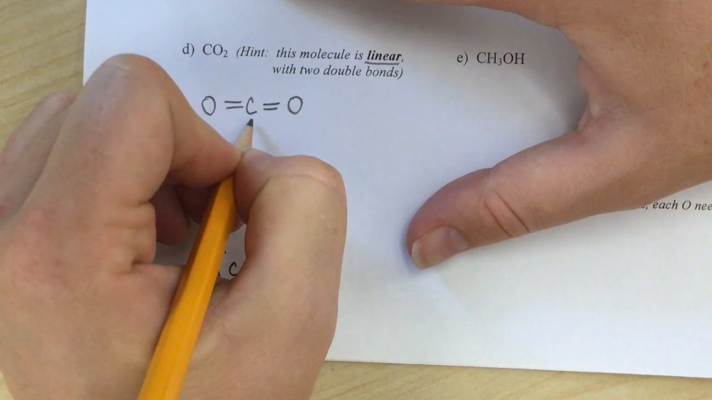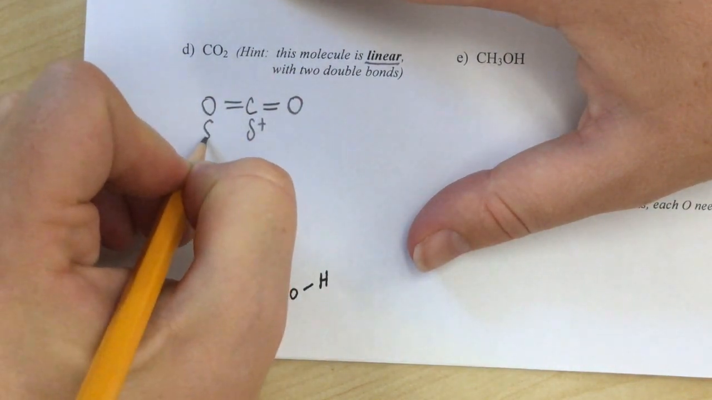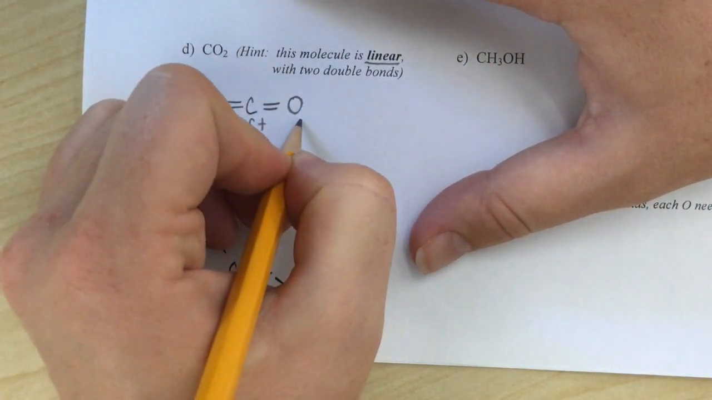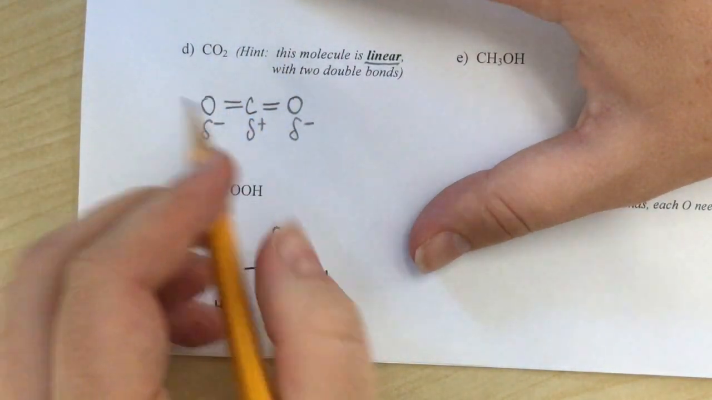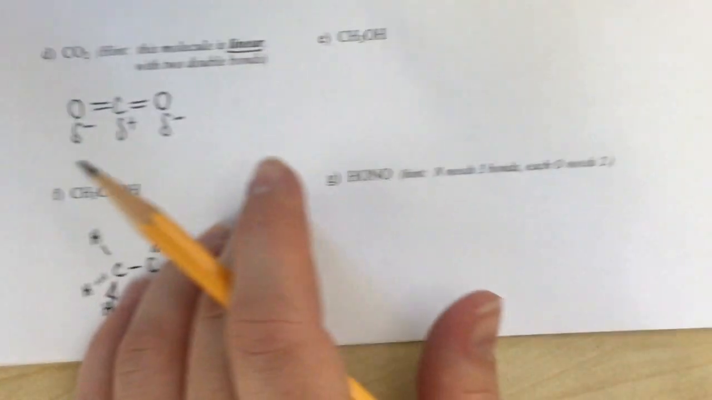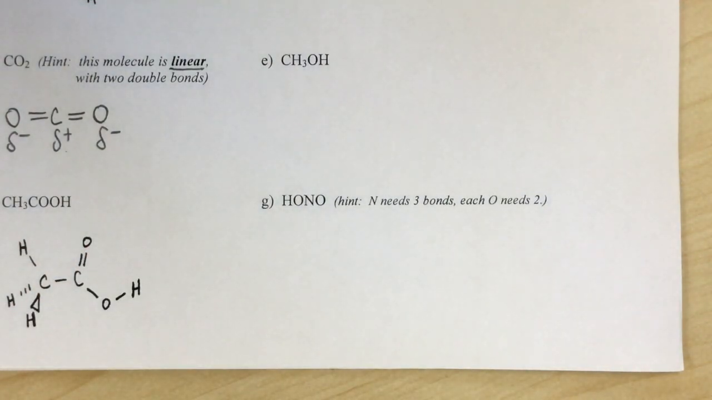The next thing that we need to do is determine the polarity of our molecules. So our carbon is going to be partially positive because our oxygens are very electronegative. They will pull the electron density towards them, causing them to be slightly negative and our carbon to be slightly positive.